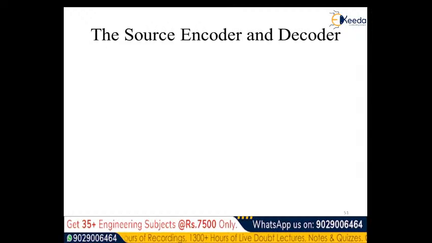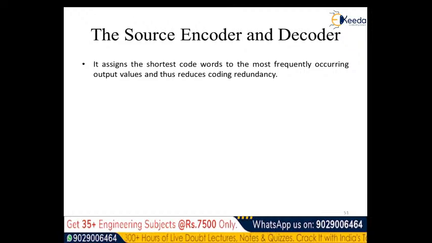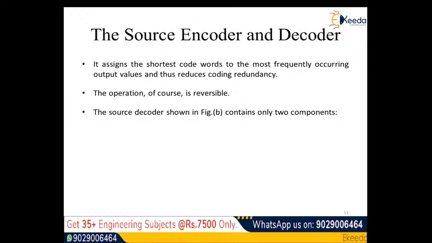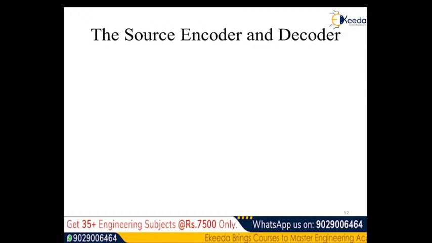The source decoder that we see at the bottom contains only two components, a symbol decoder and an inverse mapper. These two blocks perform, in reverse order, the inverse operation of what the source encoder has done. Because quantization results in irreversible information loss, an inverse quantizer block is not included in the general source decoder.